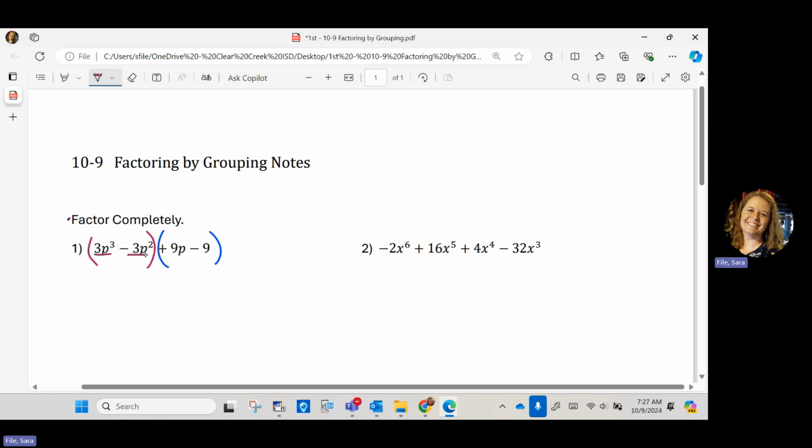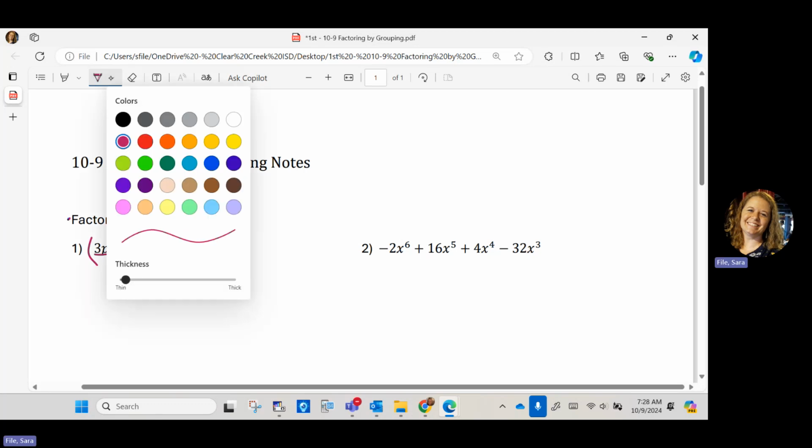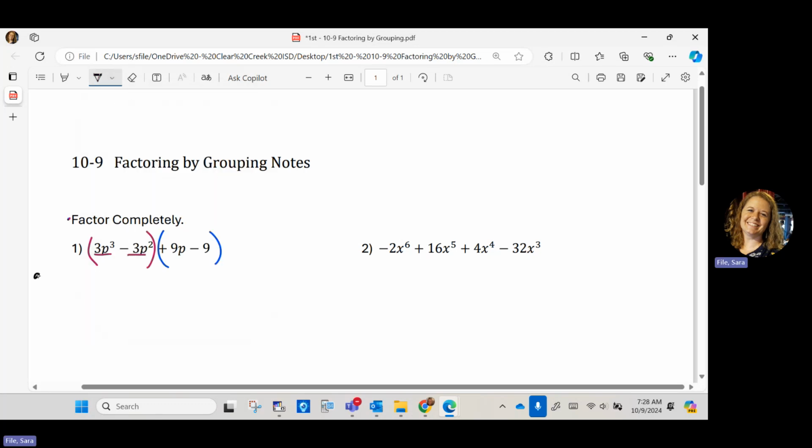3 what? Look at your p values and their exponents. This is p cubed and p squared, so I could take p squared out of both of these. I'm going to put the steps here. So we group, and then we do GCF of each group.